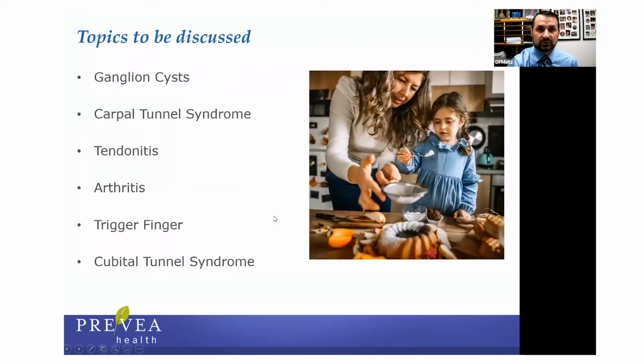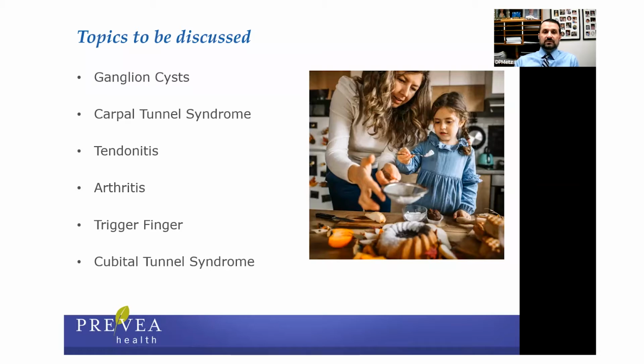So, different topics we're going to try to hit. Ganglion cysts: what are they, where do you get them, and how do we treat them? Probably the most common reason for hand numbness is carpal tunnel syndrome. A very big topic is hand tendonitis, and we'll also talk a little bit about elbow tendonitis, specifically golfer's and tennis elbow.